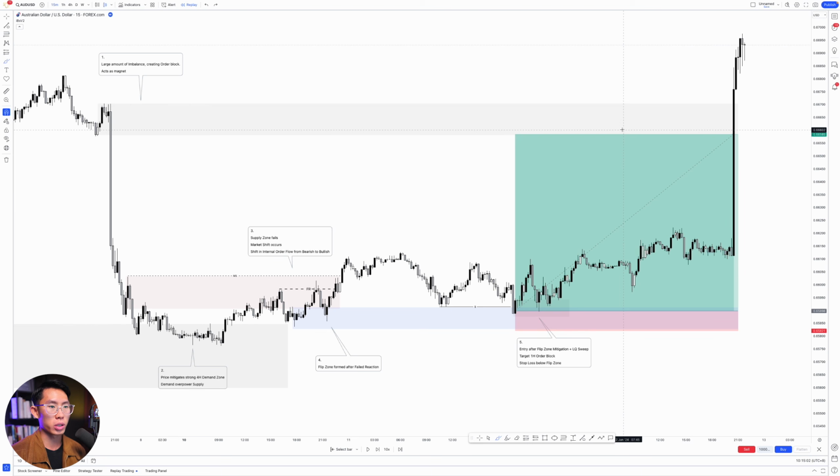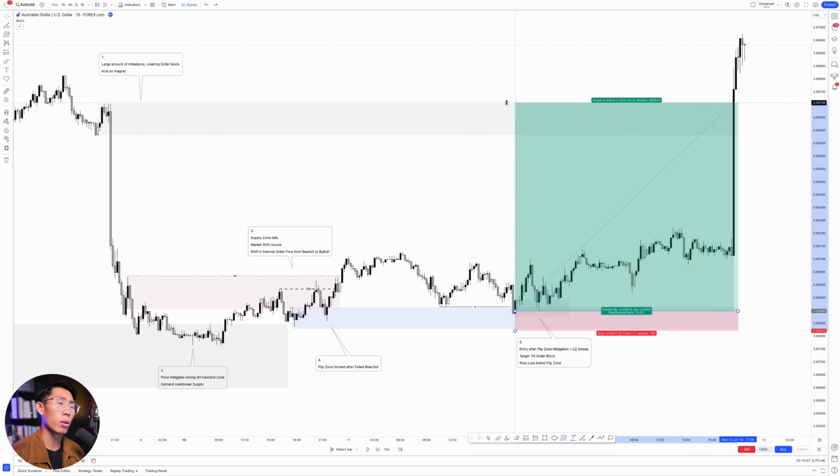Now, this trade was supposed to be a little bit more, like I could have made more money on this trade, like if I targeted this extreme end. You can see there was a lot of momentum, but like I said, you never ever want to assume what the market is gonna do.